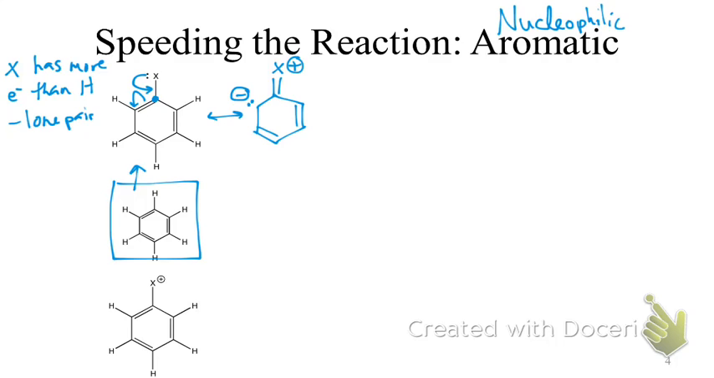So if atom X has more electrons than hydrogen, it can push electron density into the ring, making it more nucleophilic, more reactive. Okay? I'm going to leave you to go through and attempt the other resonance structures, and you should find that you can put negative charge at those other 2 positions as well. Okay, so I'll mark those with partial symbols.